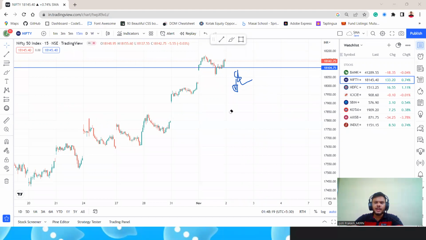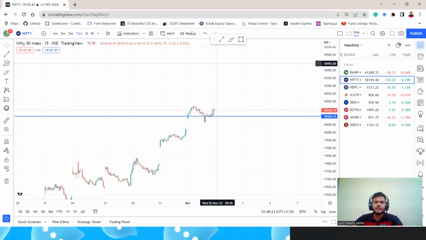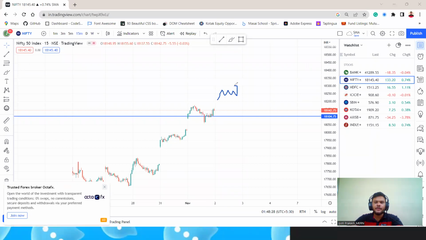But if it opens gap up and if it closes above 18,200 or 250, and it shows any positive movement there by opening gap up, and if it shows any strong movement there, then we're going to take it for buying, and our target will be 18,400 to 18,450.